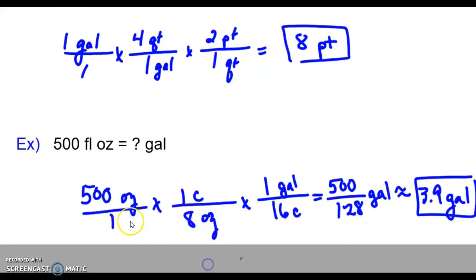So first off, I said 500 ounces, and I took off the fluid. So 500 ounces over 1 is multiplied by 1 cup over 8 ounces. So my ounces cancel. Now I'm down to cups. But then I know that 1 gallon is 16 cups. So my cups cancel. My final unit will be gallons. Multiplying across the top and the bottom, I get 500 over 128 and use my calculator to get the rounded answer of 3.9 gallons. All right, so I'm just using the conversion factors, dimensional analysis like we've done with all the other units.